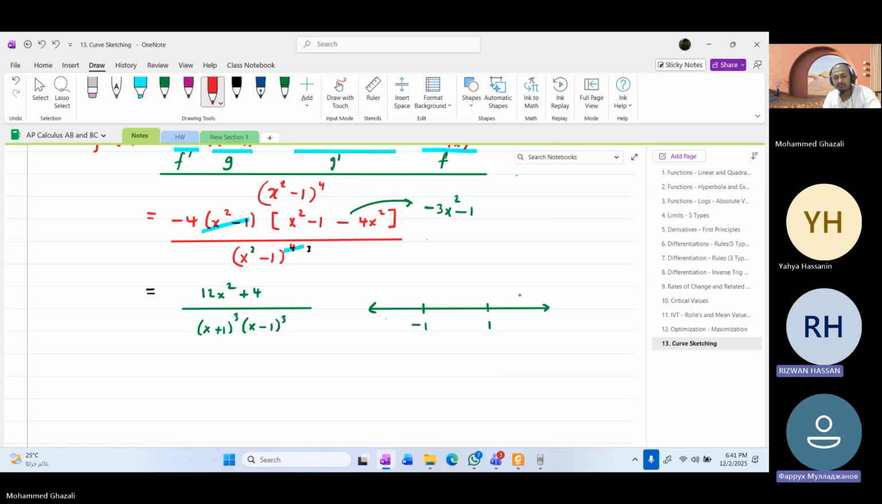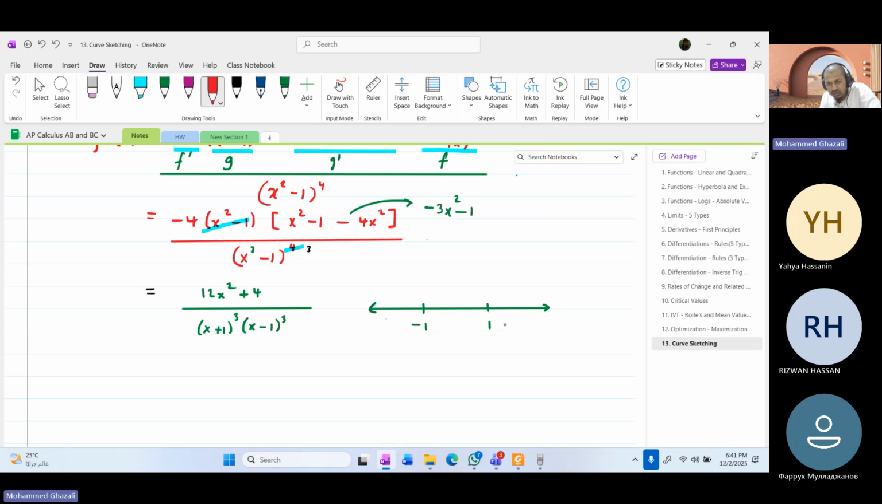Let's take 10. Are you sure that's correct? x plus 1 cubed, x minus 1 cubed. Yeah, because I factored the denominator out, the x squared minus 1 all cubed, a difference of squares all cubed. That's correct.